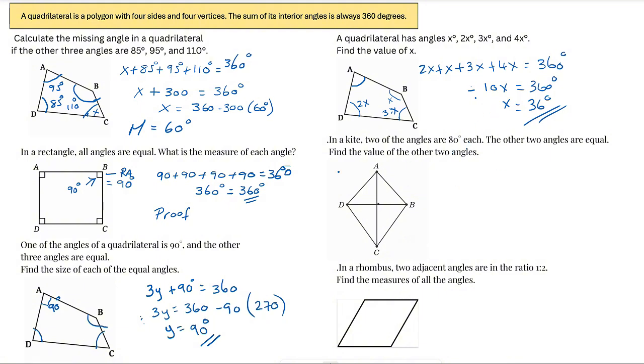Keep going. In a kite, 2 of the angles are 80 degrees each. The other 2 angles are equal. Find the value of the other 2 angles. So once again, we've got 2 lots of something. So let's say we'll call it 2x this time. 2 of the angles, 2x at 80 degrees each. So we've got plus 80 plus 80 equals 360.